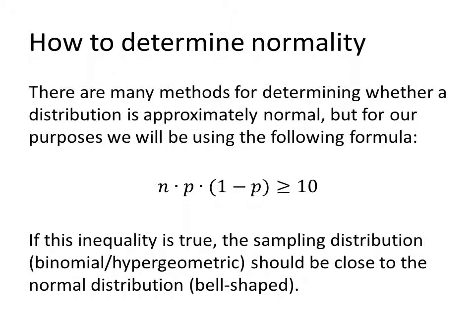Now, there are many methods for determining whether a distribution is approximately normal, but for our purposes, we're going to use the following formula. We're simply going to take the size of the sample times p times 1 minus p, and if that is greater than or equal to 10, then that tells us that the sampling distribution should be approximately normally distributed. That is, it's pretty close to a bell shape, and so we can use the normal distribution.